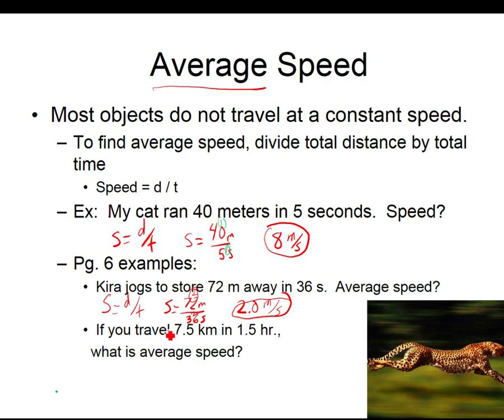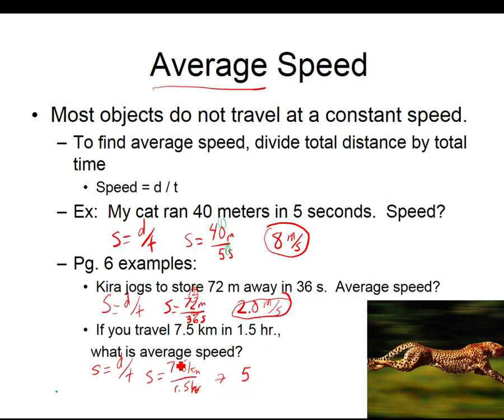So this one here, if you travel 7.5 kilometers in 1.5 hours, what is the average speed? So again, we do speed equals distance divided by time. So speed equals 7.5 kilometers divided by 1.5 hours. So you divide that out and you get 5 kilometers per hour.